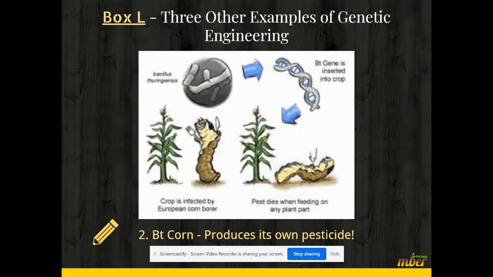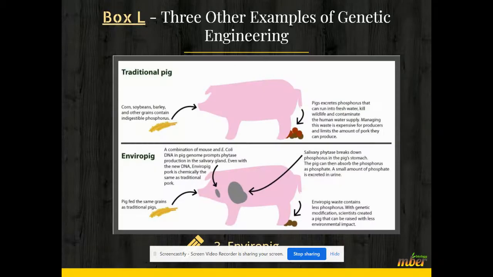BT corn produces its own pesticide. It basically produces a little bit of a chemical that pests do not like, so they don't eat it, which is good because that means you can eat it.